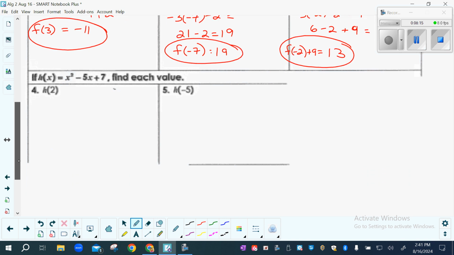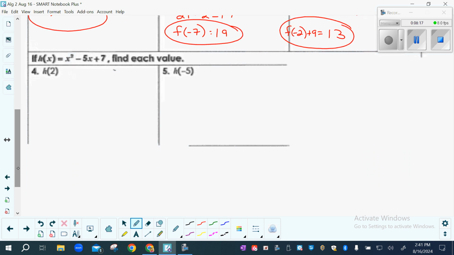Okay, so now we've got a little more complicated equation. There's more than one x in this equation. So we put the 2 in for this x, and then we put the 2 in also for this x, in both places. So 2 squared is 4 minus 10 plus 7, which is 1. So h of 2 is 1.